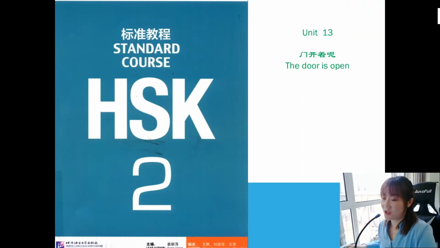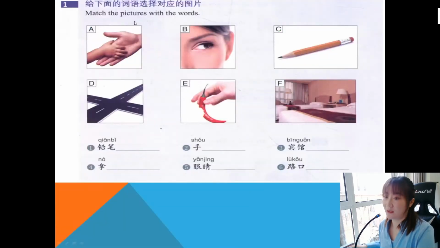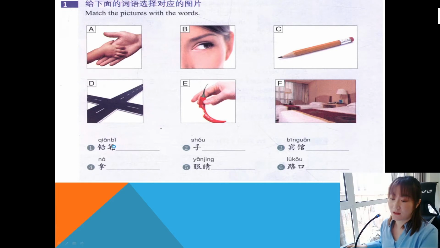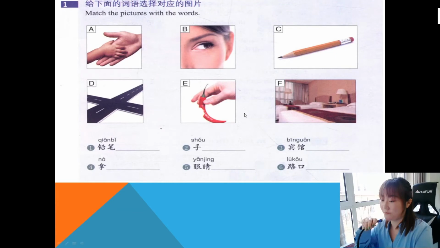Today let's learn HSK 2, Unit 13. The door is open. 门开着呢。Okay, pictures first. So read phrases. And number 1, 铅笔. That means pencil, right? Choose C.